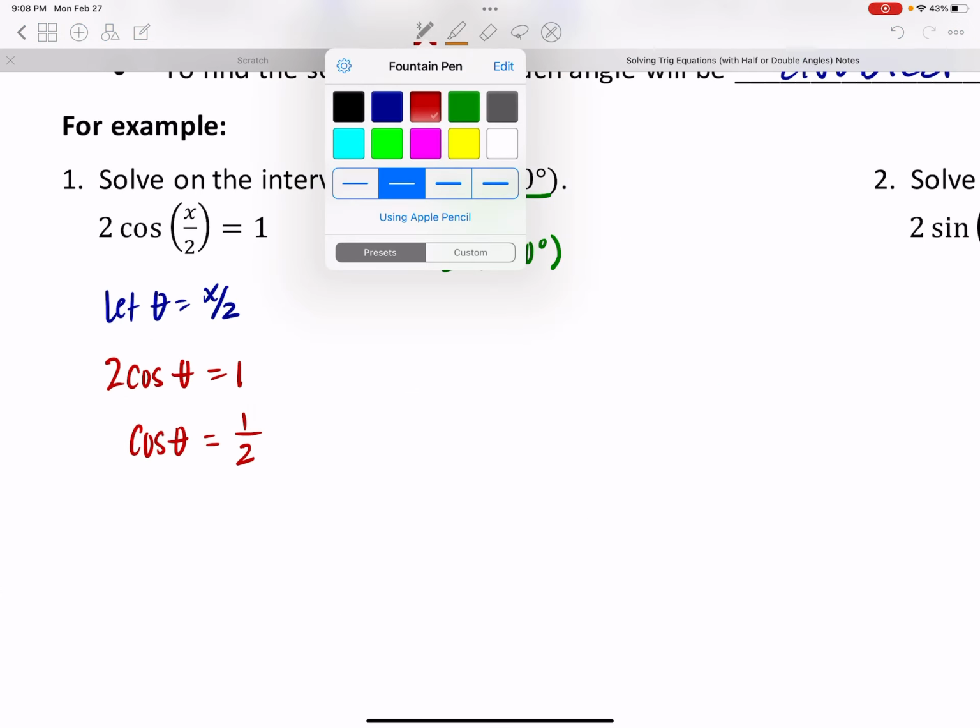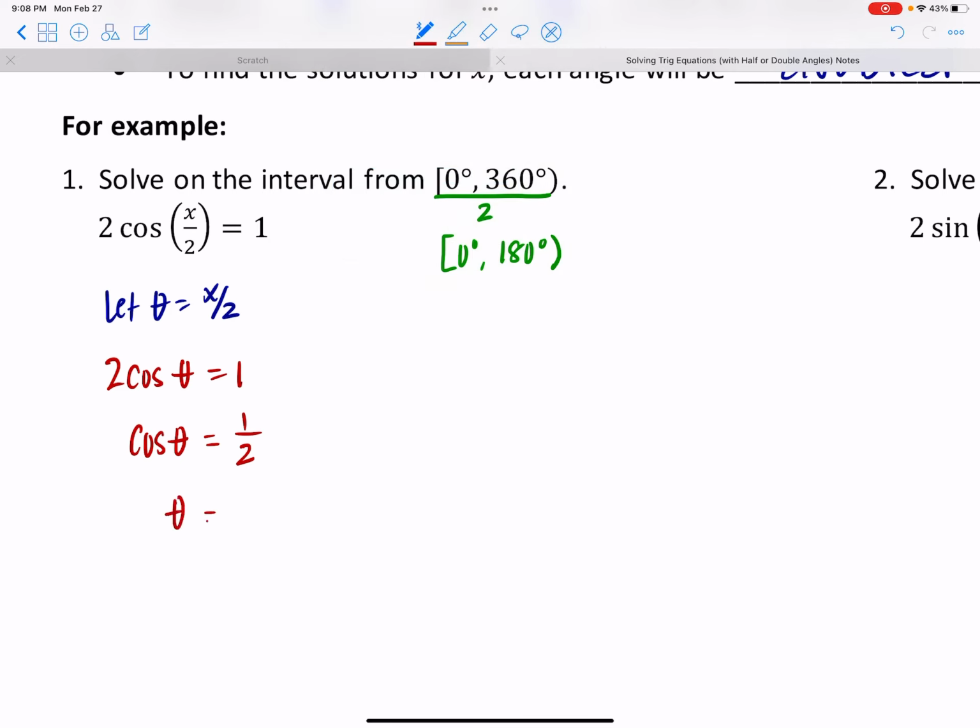We're going to say theta, if I get my pen going here, is going to be equal to 60 degrees. Now, technically, that's a solution for theta. I don't really want to solve for theta, but that's how I have to do it to use my unit circle. Okay, what I want are my solutions for x.